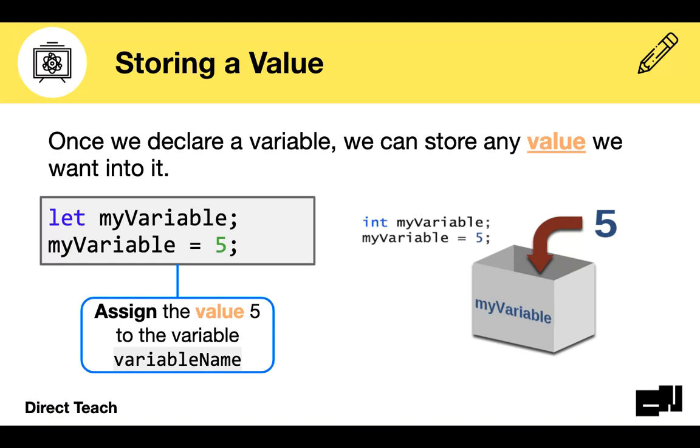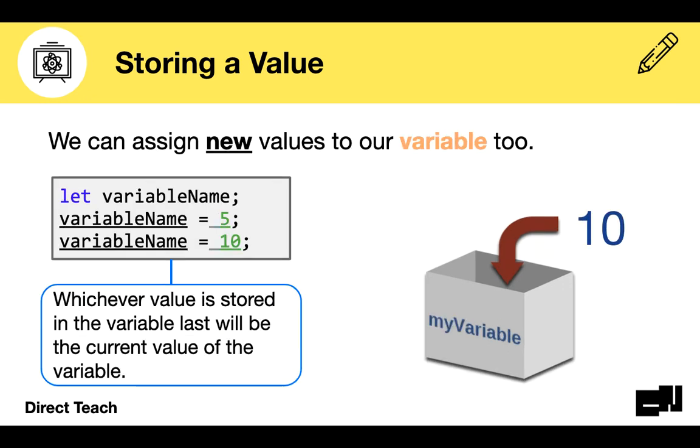Finally, we have stored the value of the variable, right? We have let my variable. We have now assigned a value: my variable equals 5. So that means that now, like in the box of my variable, is the number 5, and we can change this.